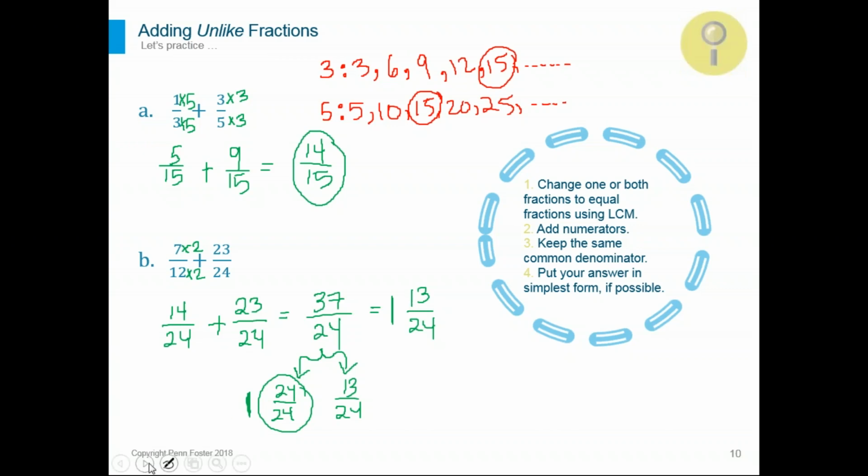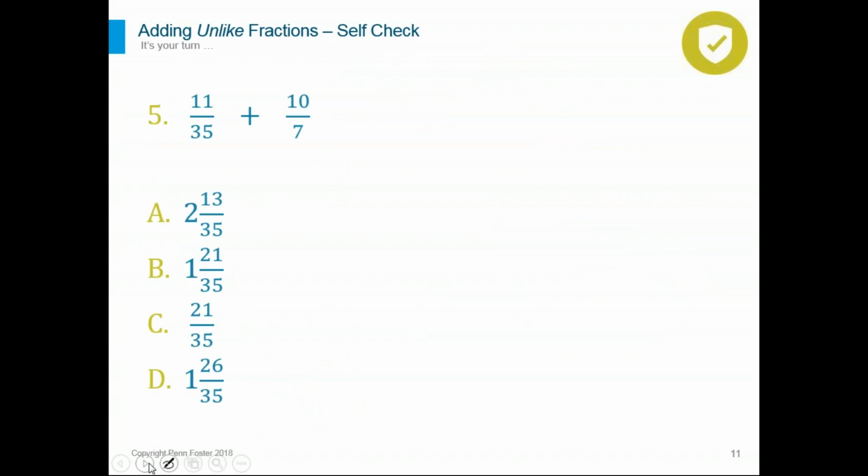Okay, let's move on to a self-check problem on this topic. 11 over 35 plus 10 divided by 7. Unlike fractions, we cannot add right away. I have 7 and 35. Does it click anything in your mind? 35 and 7. Can you change one fraction only and then add, or you have to change both? What do you think? Write down the problem, look at the numbers on the bottom, and decide which fraction will be changed, or maybe both. What do you think?